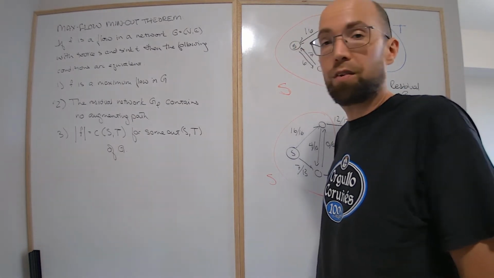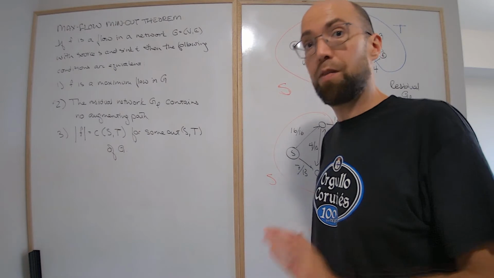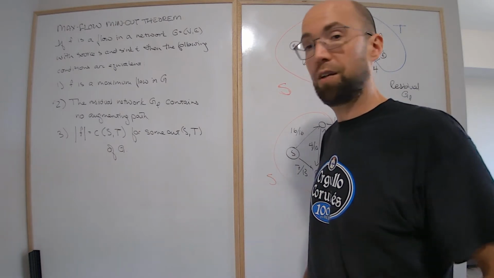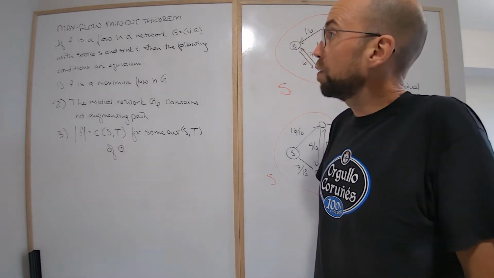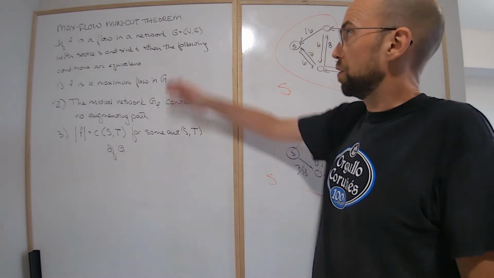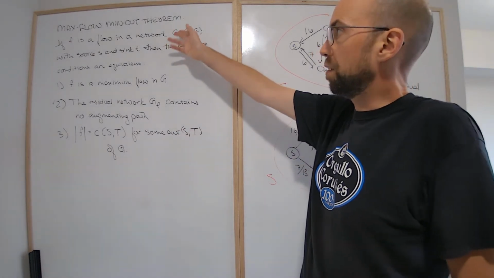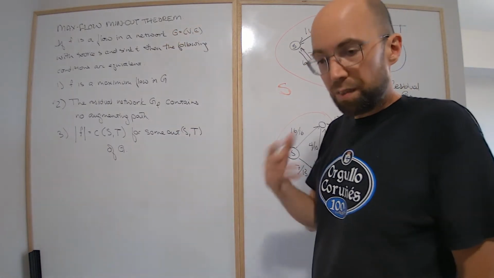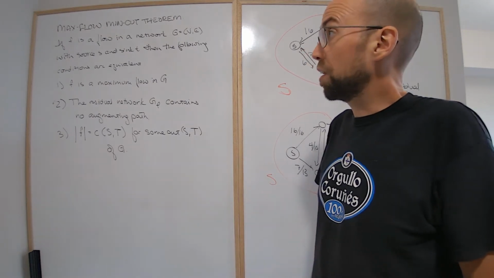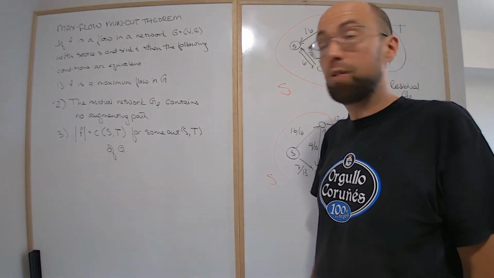The first time I saw this was in just a math course, in a math department, no computer science involved. If F is a flow in a network, which for us is just a directed graph G(V, E) with edge capacities, with source S and sink T, then the following conditions are equivalent.